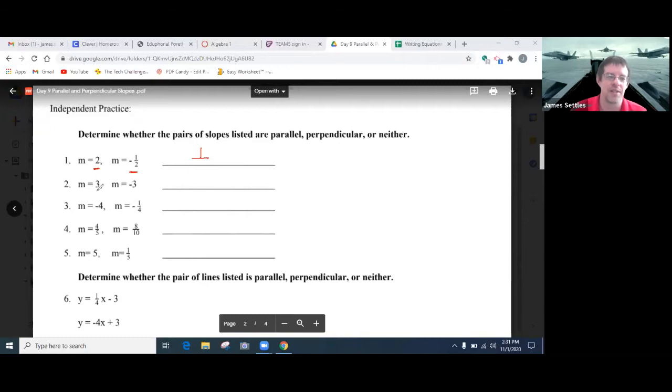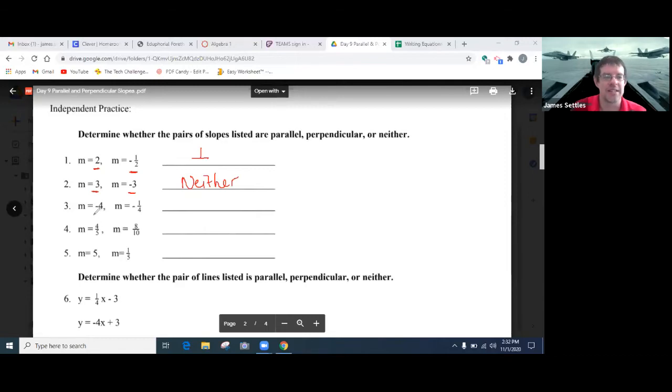All right, number 2 is 3 and -3. Okay, well, it's definitely not parallel because parallel slopes are the exact same and 3 and -3 are not the exact same. So is it perpendicular? Well, the signs are switched. That's one thing. But did they flip the fraction? Nope, didn't at all. So this is neither. Okay, so if they were going to flip the fraction, they would have made this 3/1. And to flip it would have made it 1/3.